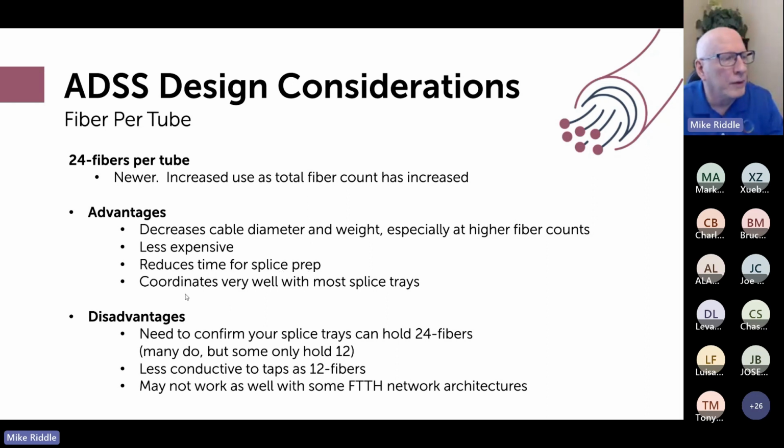It's reducing time for splice prep. 24 does work well with most trays, but you do need to check that if you're going to use the 24 fibers per tube, because there are some trays that are still in use that only need 12. It's not going to coordinate quite as well if you're making taps as 12 fibers per tube would. And as a consequence of that, it may not coordinate as well with some fiber to the home network architectures.